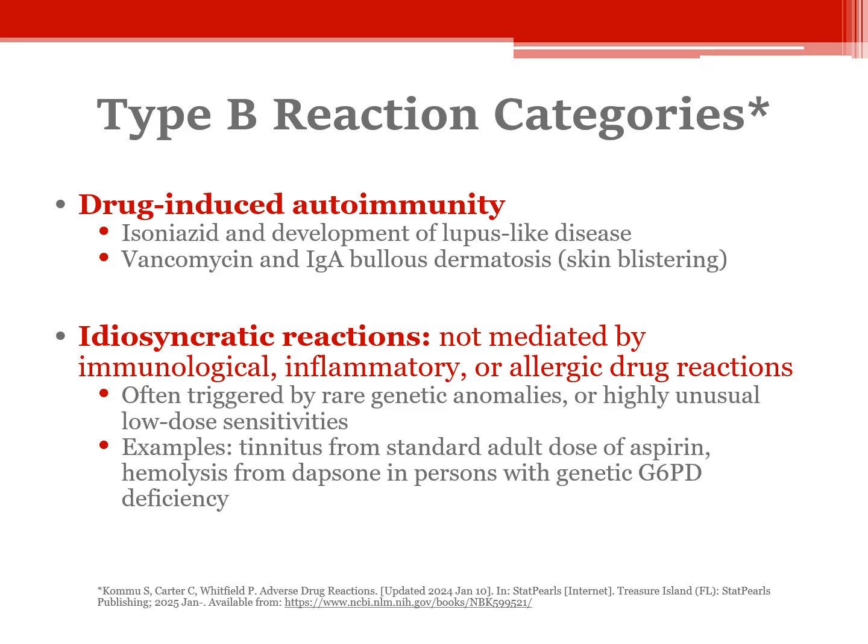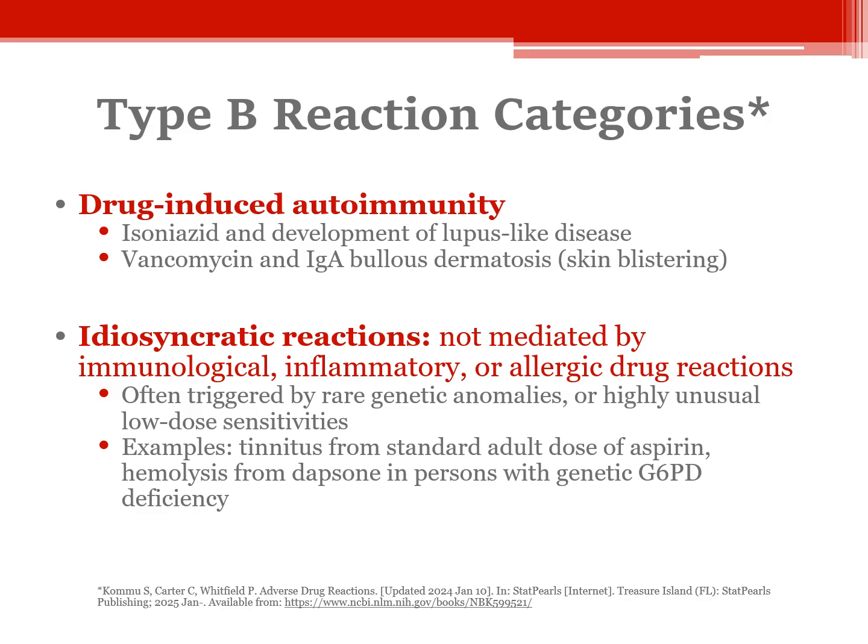Another category of idiosyncratic type B reactions to drugs would be drug-induced autoimmunity. Examples of this would include isoniazid being given and then people developing a lupus-like autoimmune disease afterwards. It's not exactly lupus, but it's conditions that are very similar to lupus. And again, there's no known physiological reason why one leads to the other, but in very rare cases it does. And we also see this very rarely with vancomycin, where people who take vancomycin will develop a bullous dermatosis, which is skin blistering, mediated by upregulation of certain IgA antibodies.